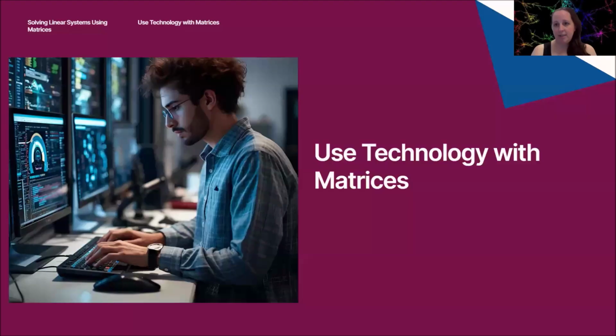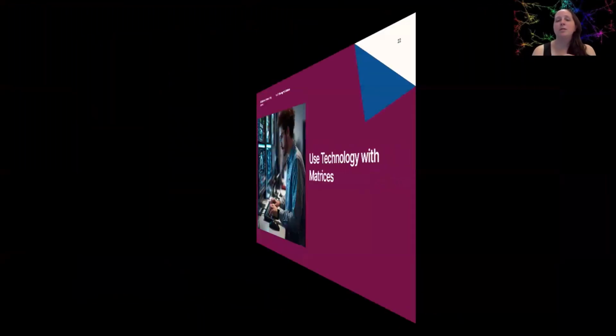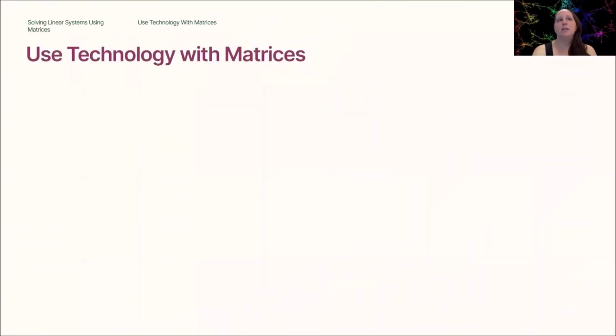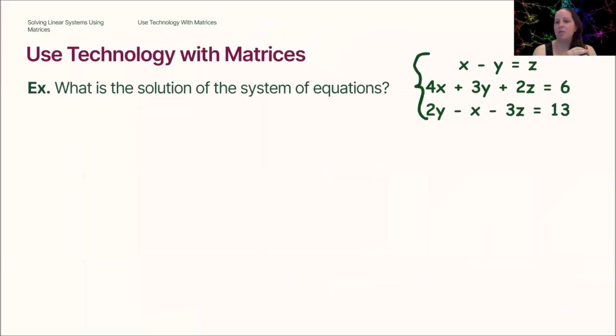Use technology with matrices. Once you have the ability to set up a matrix with your systems of equations, you can use technology tools to help you solve them. So what is the solution of the system of equations? x minus y equals z, 4x plus 3y plus 2z equals 6, 2y minus x minus 3z equals 13.